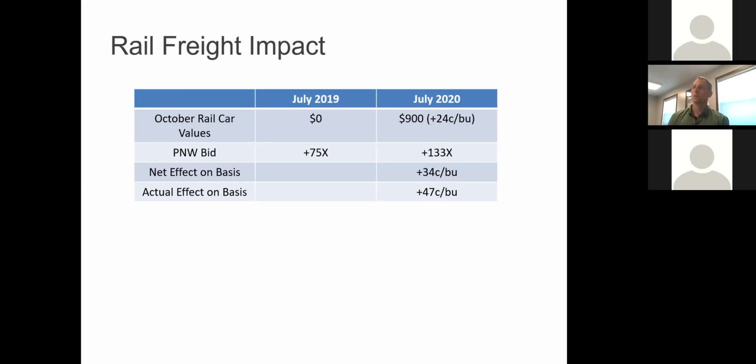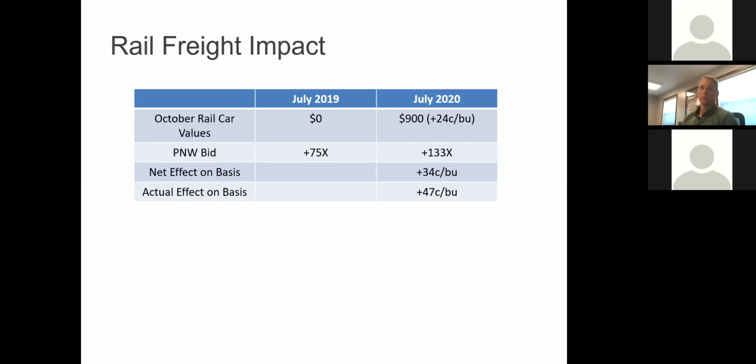Today, to buy October rail cars for 2020 is $900 a car. That is going higher every single day. I would guess October cars could trade at $1,000 this week or next week. You're talking 24, 25 cents a bushel. So if you look at a P&W bid a year ago, we were at 75 over, delivered to the P&W, $0 per car on car values. P&W bid today is $1.33 over, with $900 a car is 24 cents a bushel. The net effect on the basis is 34 cents better than a year ago.